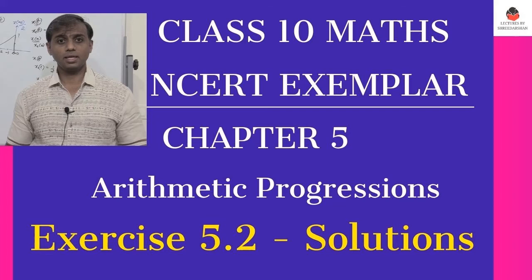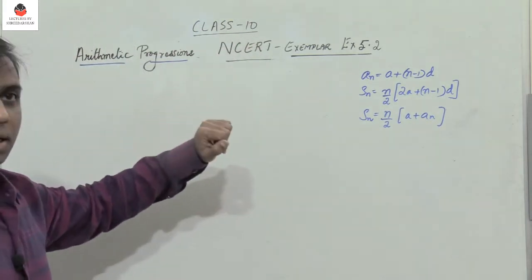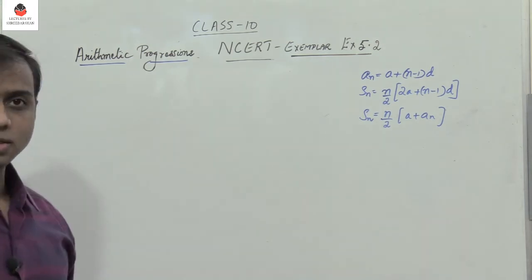Hello friends and students. Let's begin with the next exercise from the NCERT Exemplar, exercise 5.2. The chapter is Arithmetic Progressions.